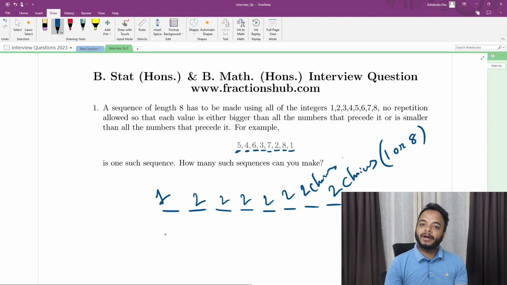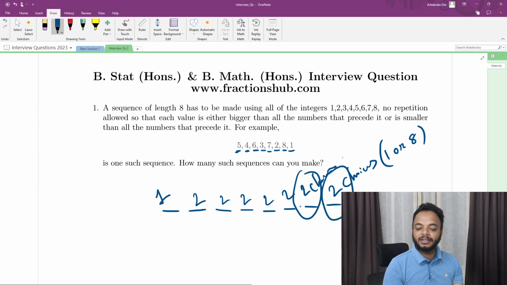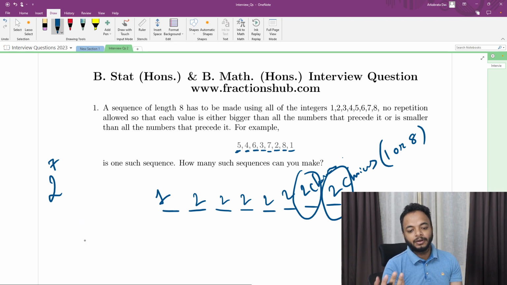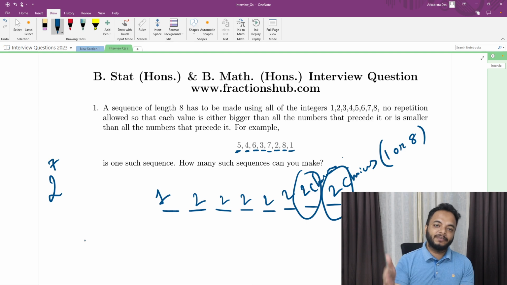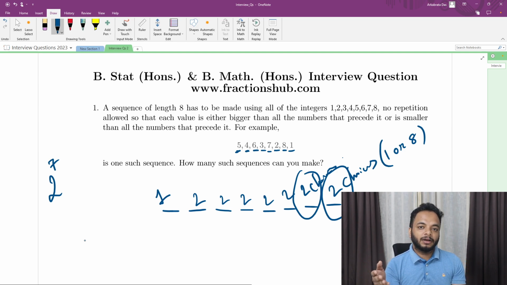So finally, with the help of the multiplication principle, for each of the two choices for the 8th place I have two choices for the second last place, 7th place, and again similarly for each of those choices for the second last place, I have two choices for the third last place, and so on and so forth. So using the multiplication principle, we can say that the answer is 2 to the power 7. So we can make 2 to the power 7 such sequences where such conditions hold, that is at any given point in the sequence, all the numbers before that number are either smaller or greater than that number.